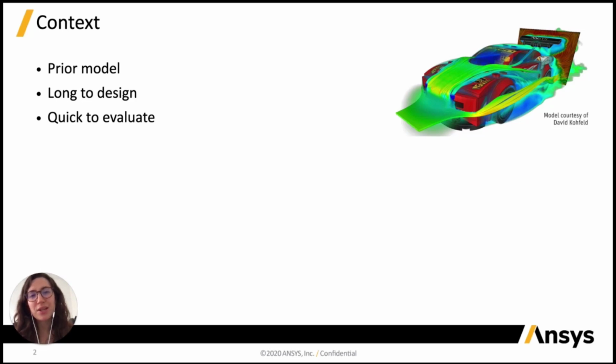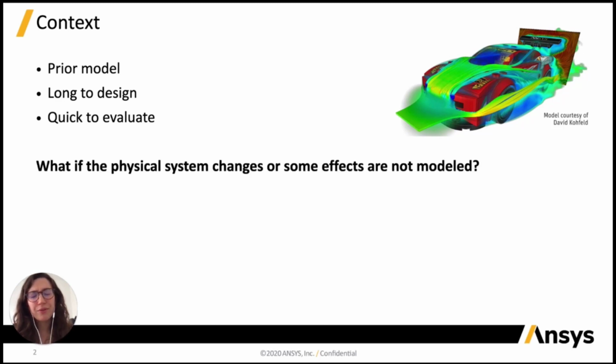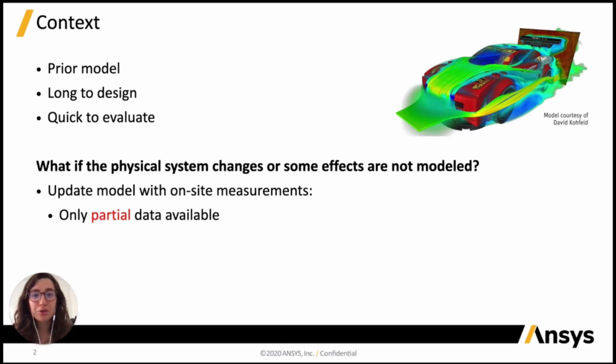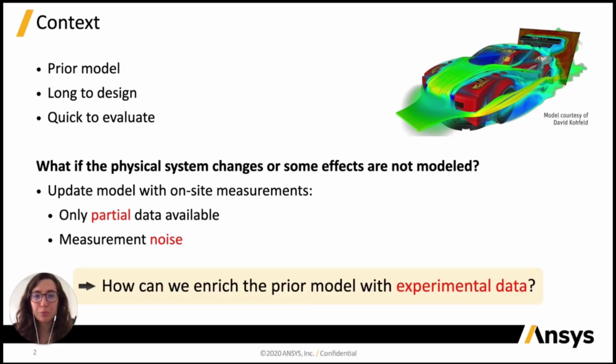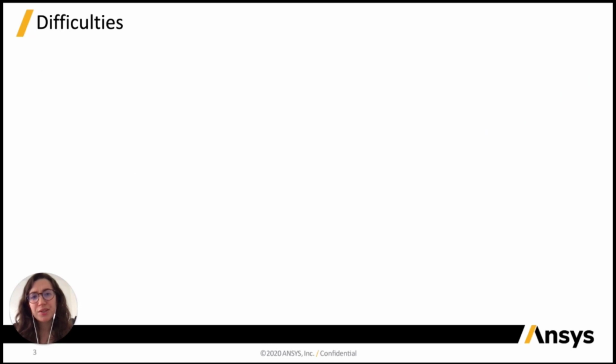But let's say you take some measurements of the corresponding physical system and they're not quite what your prior model predicts. What if the physical system changed or if some effects were not modeled? Well, then we would like to update this model with on-site measurements, for which only partial data is available and which contain measurement noise. So the problem we tackle here is how can we enrich our prior model with this experimental data?